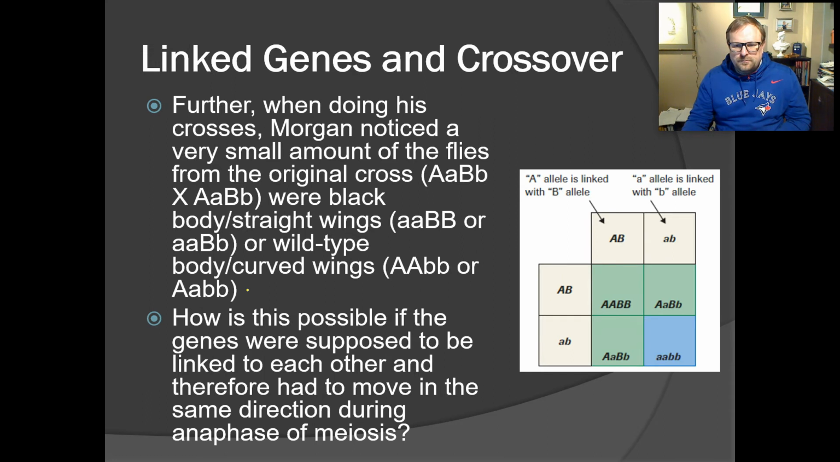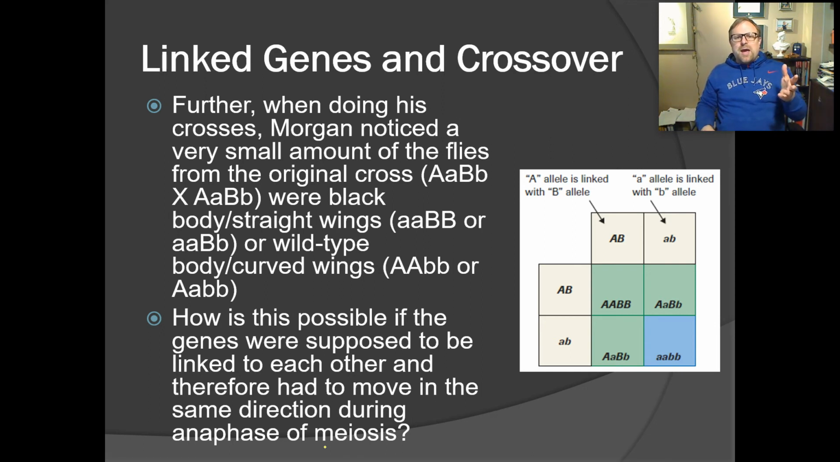When Morgan was doing his crosses, he also noticed a very small amount of the flies from the original cross were black body straight wings or wild type curved wings. I'm going to show you the next slide and I'll try to explain this. How is this possible, if the genes were supposed to be linked to each other and therefore had to move in the same direction during anaphase of meiosis? If you remember, when we line up, we independently assort, and those pairs get separated from each other in the first separation. Well, if they're on the same chromosome, they're really not being separated from each other.